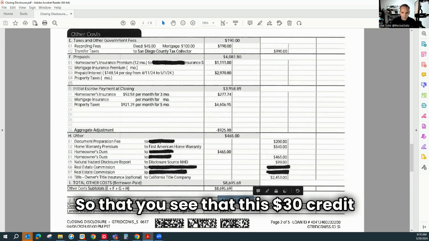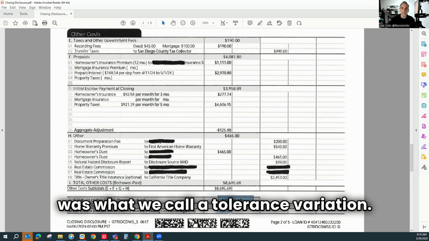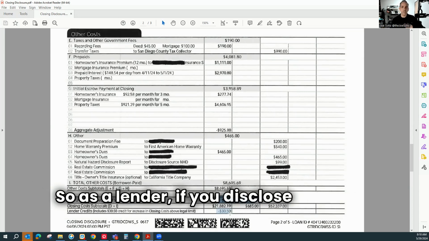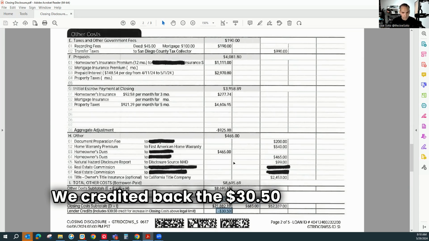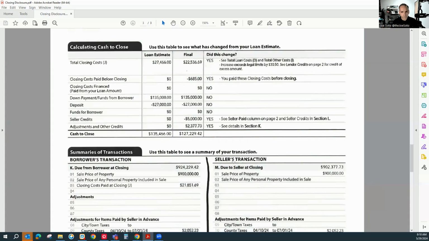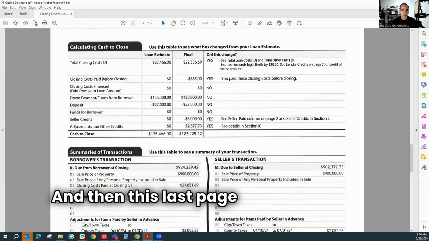This $30 credit was what we call a tolerance variation. So as a lender, if you disclose a fee, let's say 630, 700, it can't go up by a certain amount. If it does, the lender has to cover it. So that's why we didn't disclose the right amount. We credited back the $30.50 that is in there. And then this last page, we're going to go through.